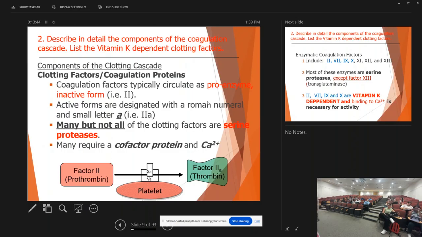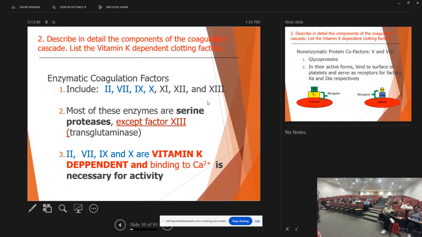We'll come back to this thought in a bit, how that will happen. So I also want to mention here, like I already said, these are enzymatic factors, and there is another factor, 13, which is not a serine protease, but more of a transglutaminase.